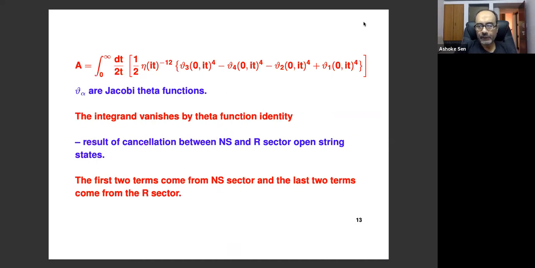So here is the annulus amplitude again. This is now in the context of 10-dimensional type 2B string theory. These are Jacobi theta functions. And you would notice that this in fact is identically 0, because the integrand actually vanishes by the theta function identity. In fact, theta 1 identically vanishes at the origin, and this sum is identically 0 because of the Jacobi identity. And this is in fact the result of cancellation between the Neveu-Schwarz and the Ramond sector open string states. Okay, the first two terms come from the Neveu-Schwarz sector, the second two terms represent the Ramond sector.